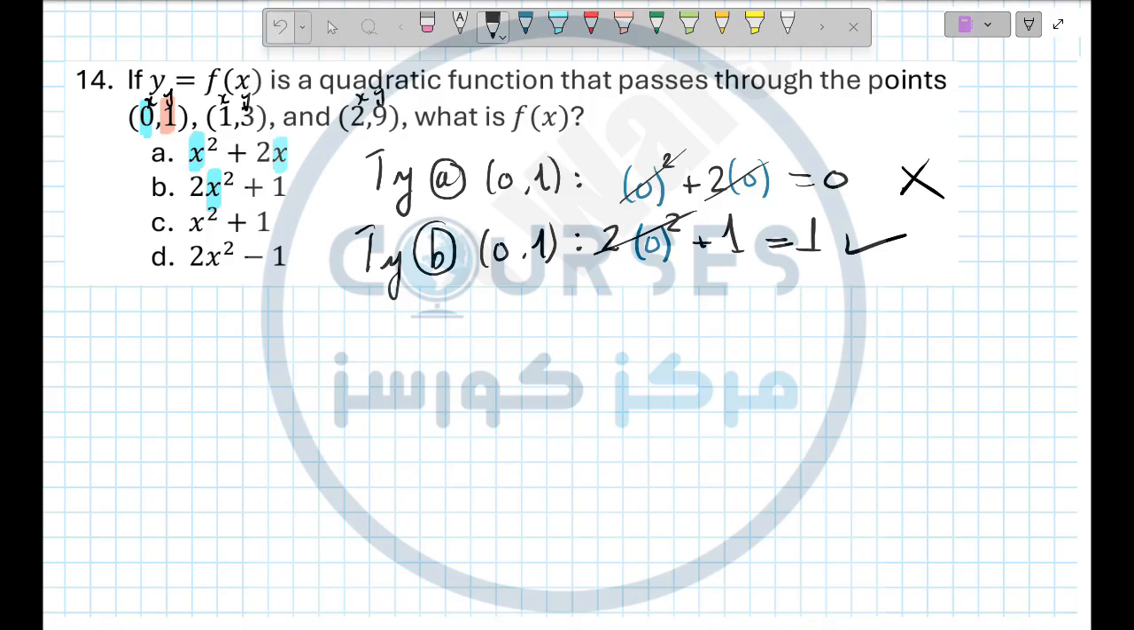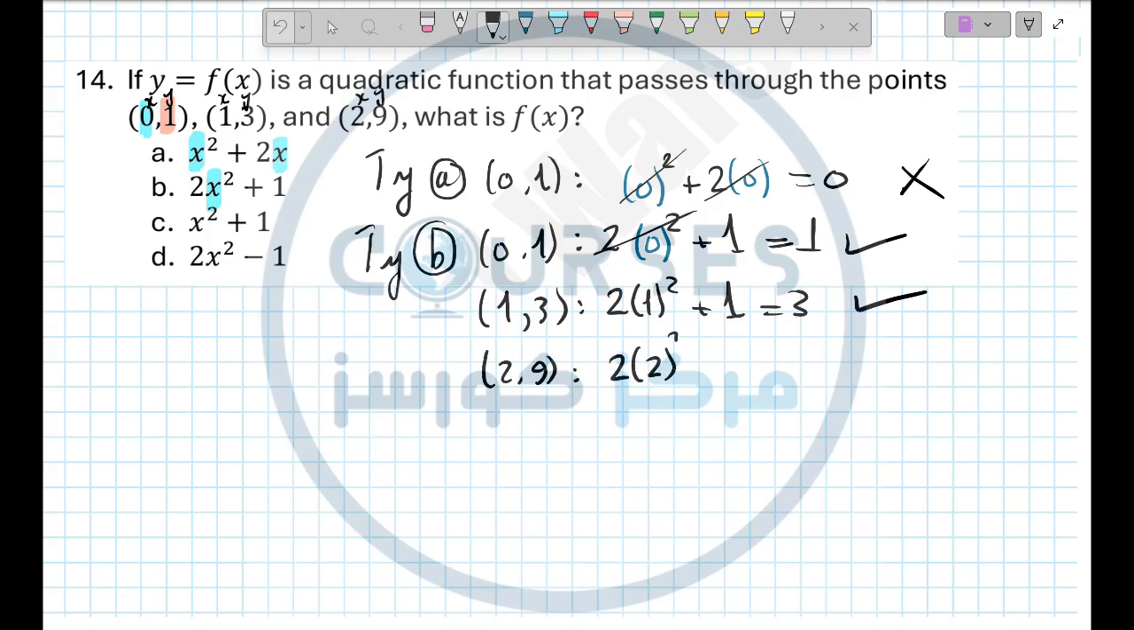Let's test the second point, 1 and 3. Let's remove the x and put 1. 2 times 1 power 2 plus 1. This is 2 plus 1, which is 3. Yes, it is 3. Let's test the final point, 2 and 9. 2 times 2 power 2 plus 1. 2 power 2 is 4 times 2, that's 8, plus 1, that's 9. And the other number is 9, so yes. So the answer is B.